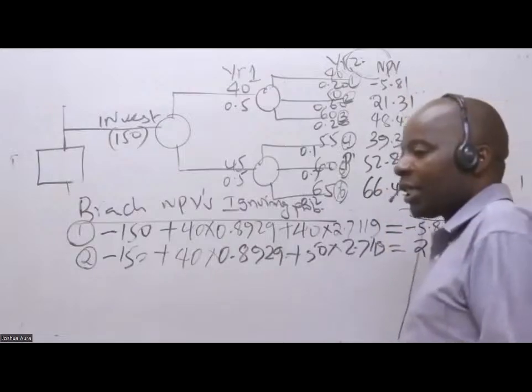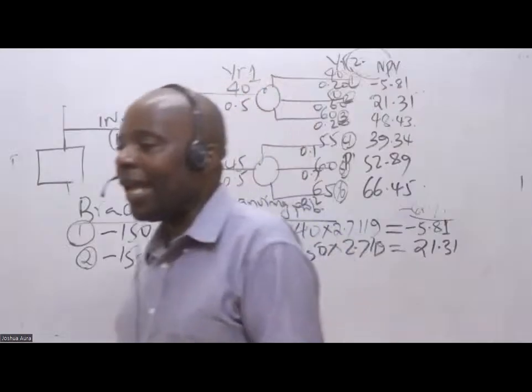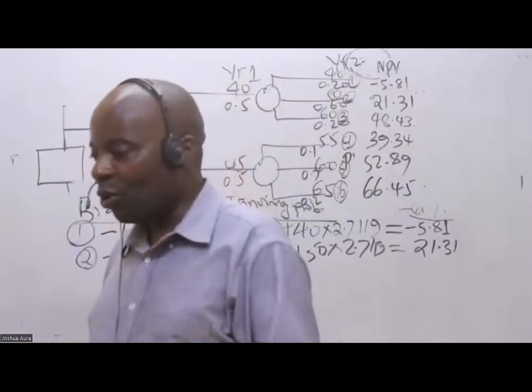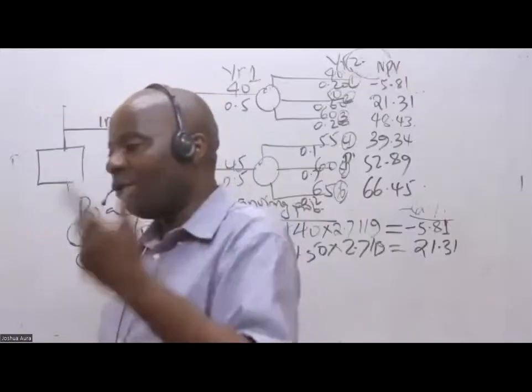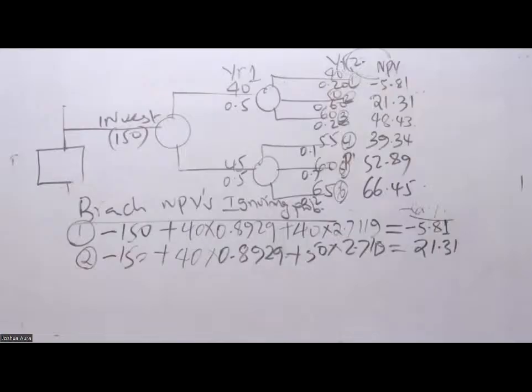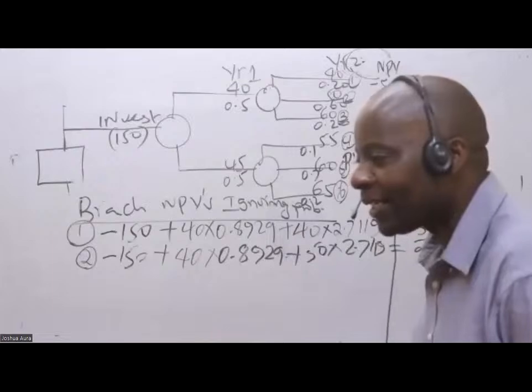Is there any branch that you would want Mwalimu to do live here to compute its NPV, or are we comfortable to move to the next thing? Any branch that you are doubting, that you were not able to walk on confidently, like a beautiful lady in high-heeled shoes? Move on. Next part.